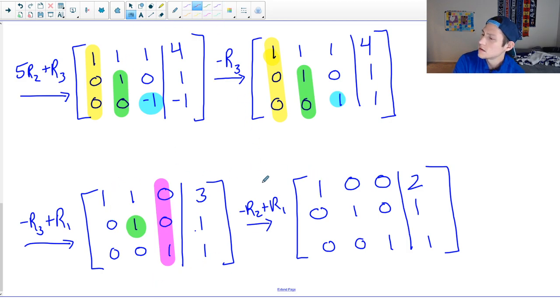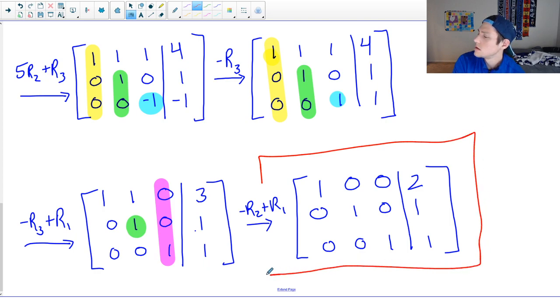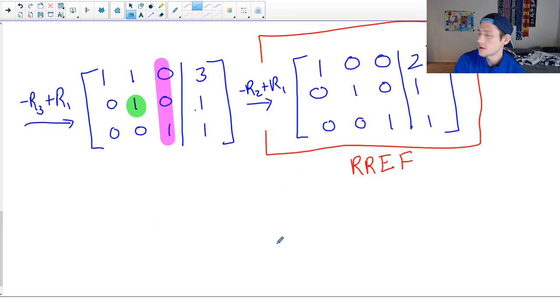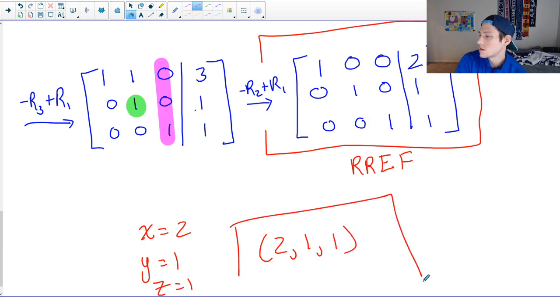All right, so this is now in reduced row echelon form. And we've talked about how to read this like from the TI-84 calculator. We've done RREF. And so what this means is, right, this is in my perfect form. Only 1s on the main diagonal, 0s everywhere else. And then 2, 1, 1 going down the right side. So x equals 2, y equals 1, z equals 1, or 2, 1, 1.